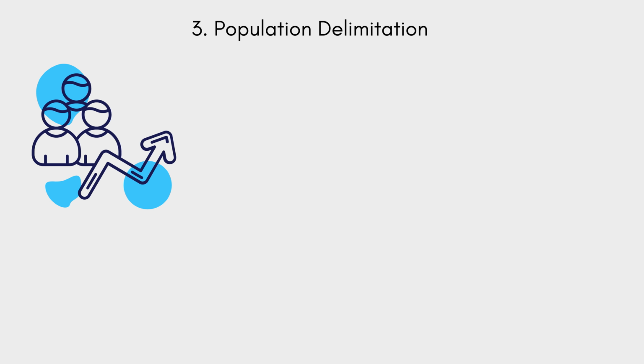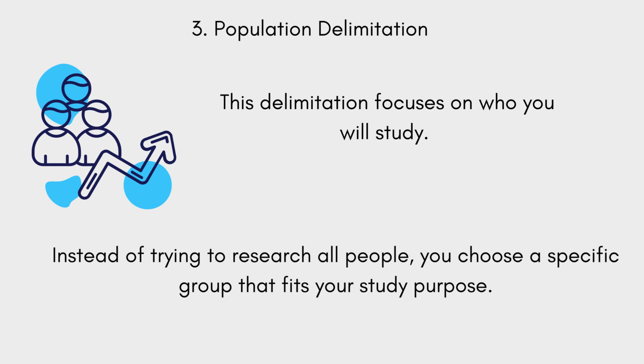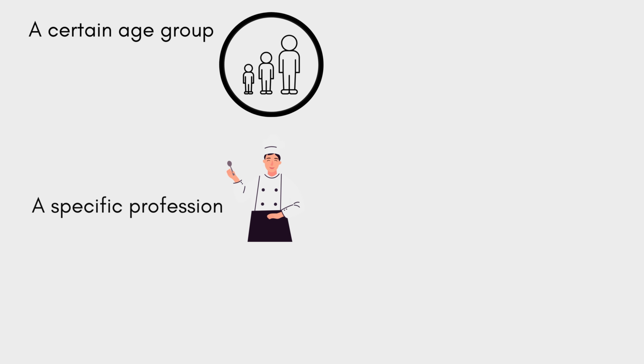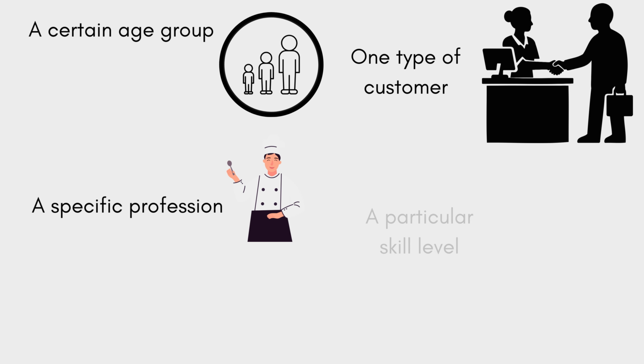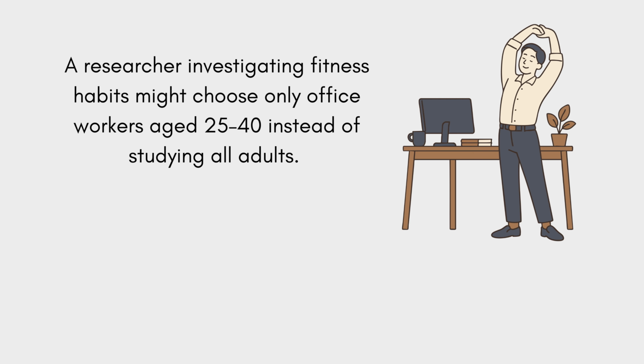3. Population delimitation. This delimitation focuses on who you will study. Instead of trying to research all people, you choose a specific group that fits your study purpose. You may limit your study to a certain age group, a specific profession, one type of customer, a particular skill level, one educational stage. A researcher investigating fitness habits might choose only office workers aged 25 to 40 instead of studying all adults. This gives them a clear and manageable group to analyze.